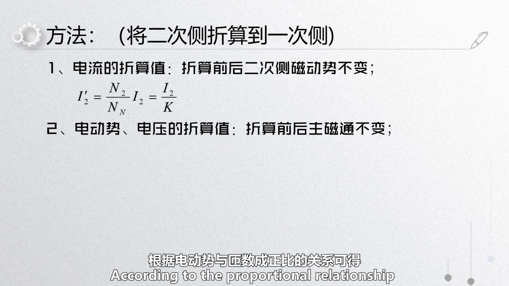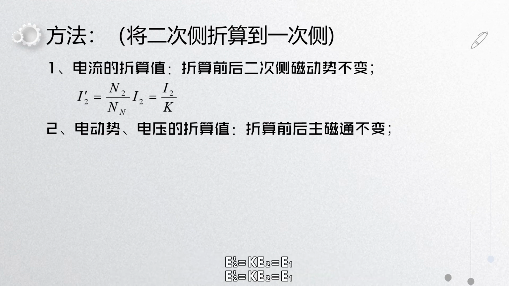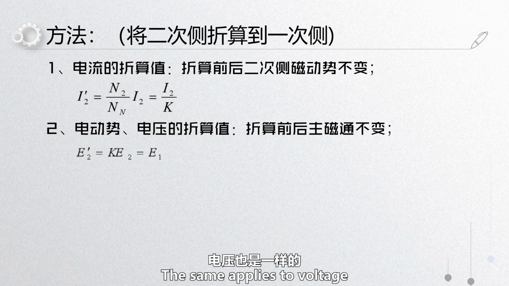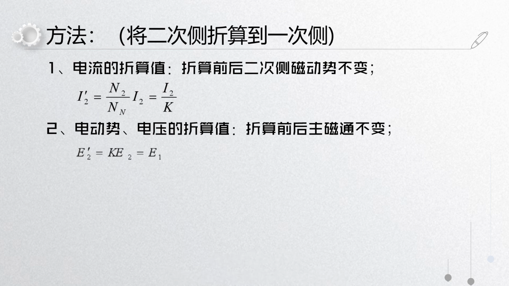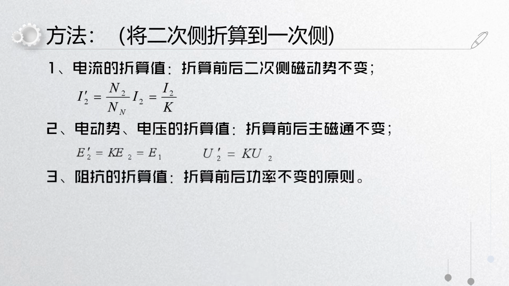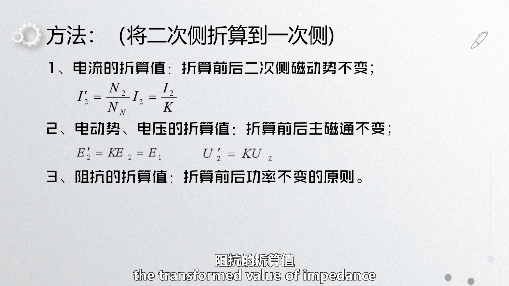According to the proportional relationship between electromotive force and turns, E2 prime equals K times E2 equals E1. The same applies to voltage: U2 prime equals K times U2. Third, the transferred value of impedance.